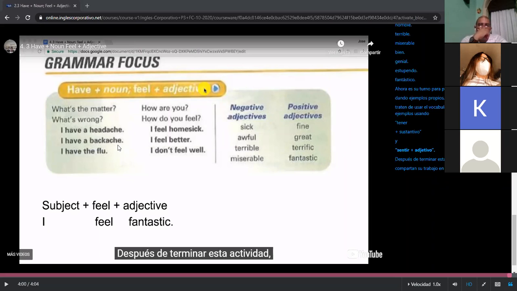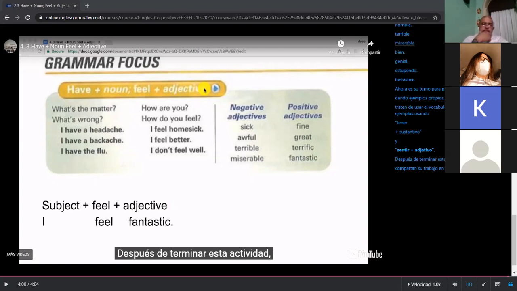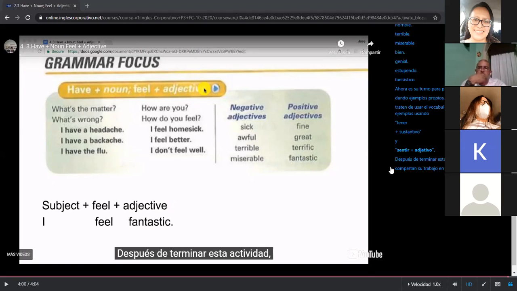So now, what if, ¿cómo me dirían que les duele la garganta? Sore throat. Oh, okay, excellent. And how do you spell that? S-O-R-E T-H-R-O-A-T. Okay, excellent.